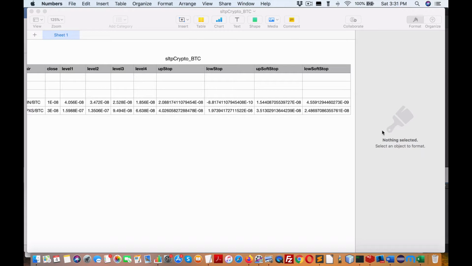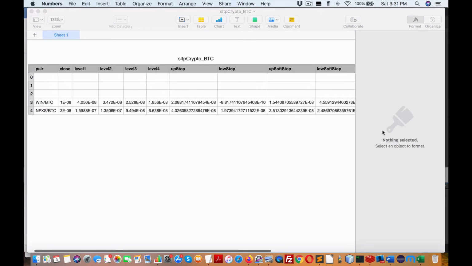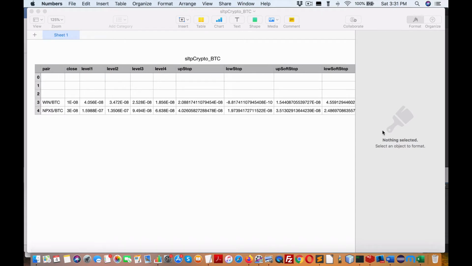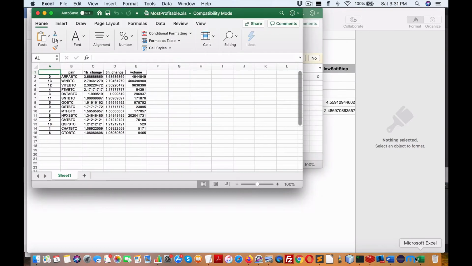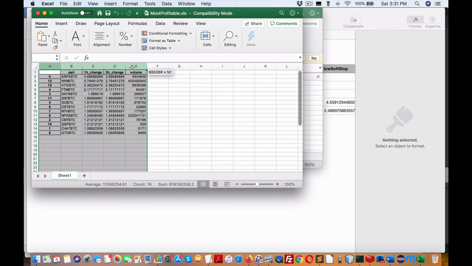This one's going to be, we'll call it, most profitable out there in real time over the last hour. So what I'm going to show you are a couple of really interesting Excel files that you can use. So this one here called mostprofitable.xls is taken from Binance at this time when it's created.